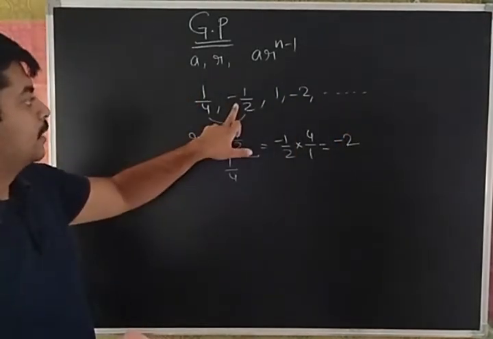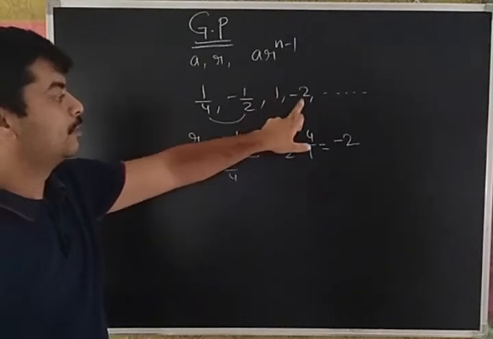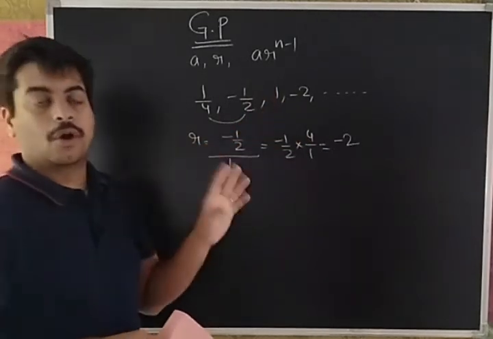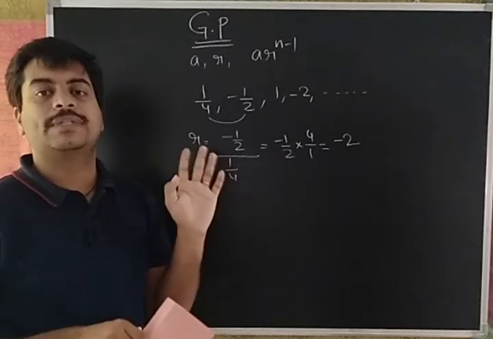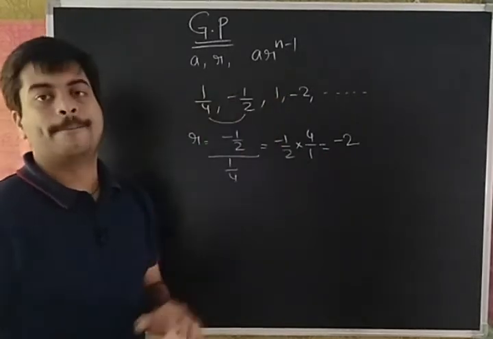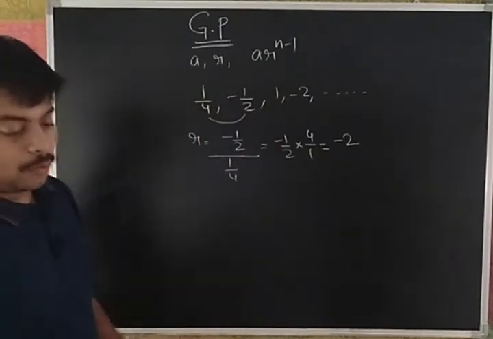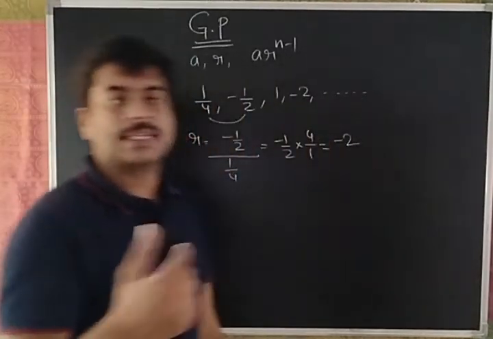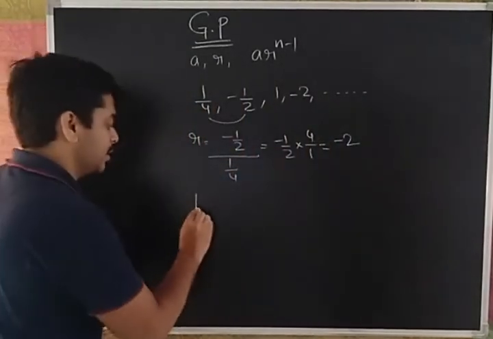Multiply minus 2 to this one, you will get 1. Multiply minus 2 to this one, you will get minus 2. So the common ratio, which is constant throughout, is minus 2. Now what is it asking? Find the 9th term as well as the general term. Let us first find the general term.